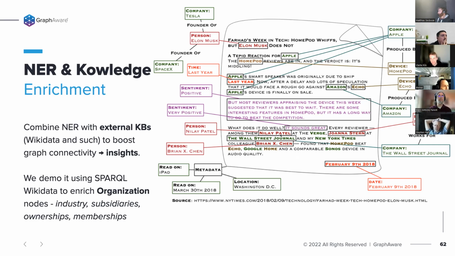And of course, here is a simple article as an example. It's about Elon Musk and Apple and HomePods, right? So you can see all these entities, the person Elon Musk and some time like last year, or the date February 9th, 2018, right? Extracted from the article. And as a next step, you can find out that Elon Musk is a founder of SpaceX or of Tesla, right? Or that Amazon produced an Echo device and Apple produced a HomePod, right? So this basically unlocks more opportunities to increase the connectivity and insights generation from the graph, because suddenly you can connect articles which just mention Amazon with articles that mention just their Echo device without specifically mentioning Amazon, for example, or Elon Musk and his companies, right?